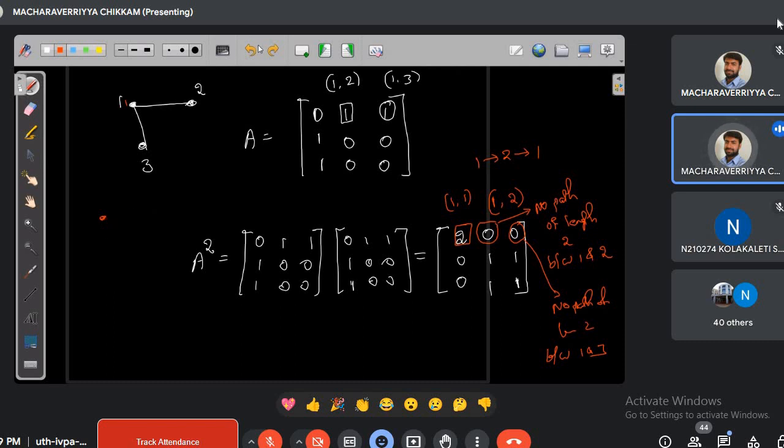Okay, let me look at the other entries. So how about this entry, 2 2? From 2 to 2 there is a path of length 2, and moreover there are exactly two paths of length 2. This 2 represents that there are two paths. Those two paths are: one path is 1 2 1 and another path is 1 3 1. And this represents actually the number of paths.